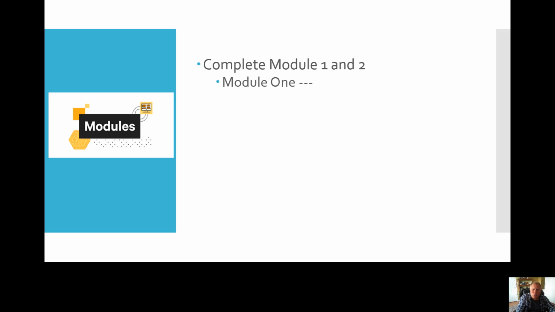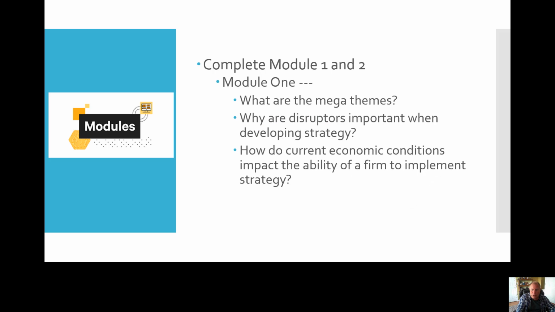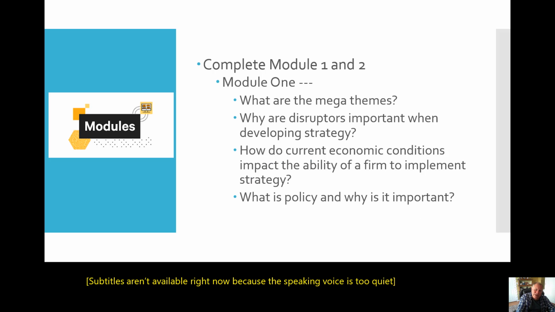In Module 1, the key themes are, what are the mega themes? What are these themes that will be influencing us for the future? What are some of the disruptors and how are they important when developing strategy? How do current economic conditions impact the ability of a firm to implement that strategy? And then what is policy and why is it important?